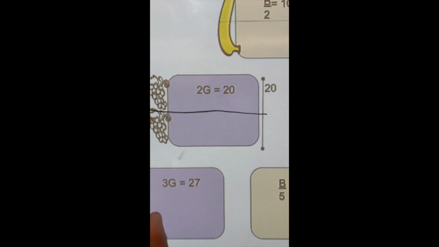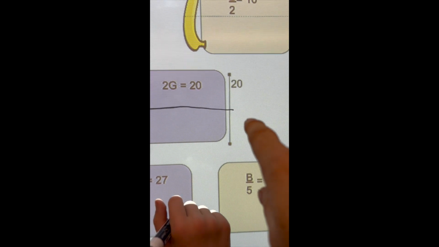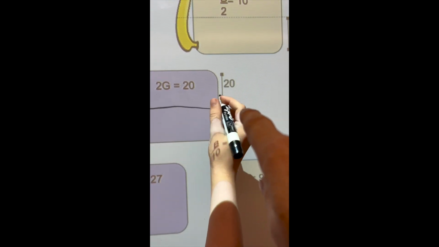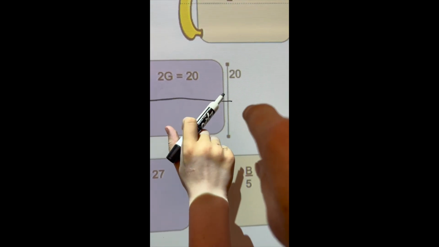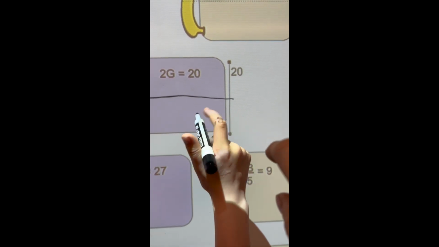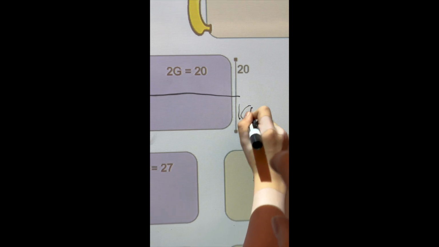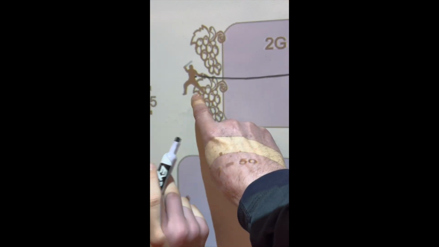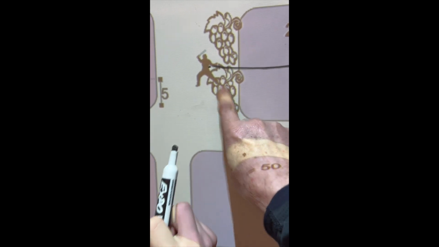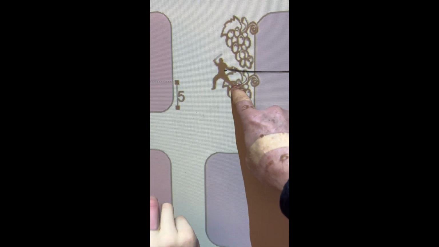Now move to the right-hand side. What happened over there? It is getting divided by... Don't say it. 2. The 20 is getting divided by 2, so that would make it 10. And what is this going to be? 10 grapes in total. Wait, what's here though? 1 bunch of grapes.